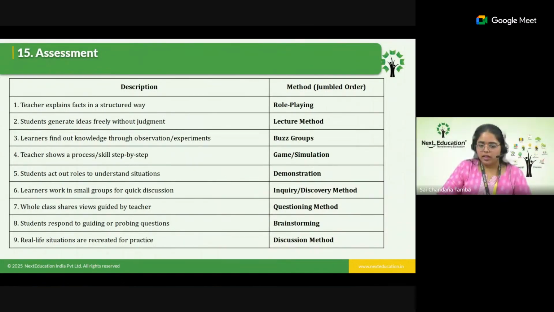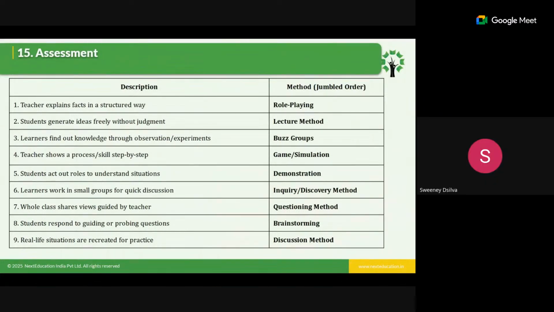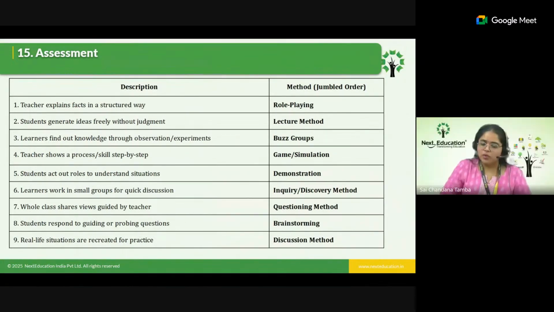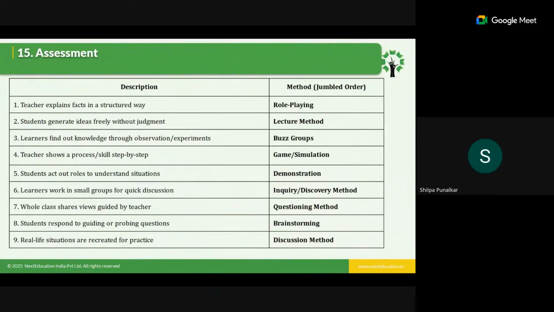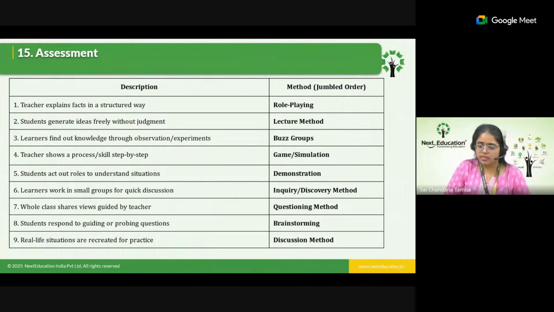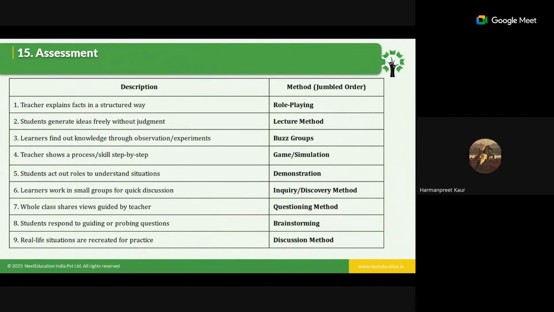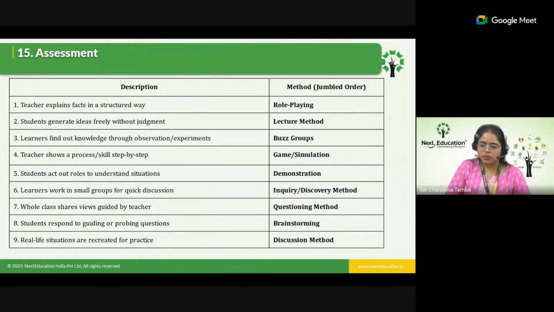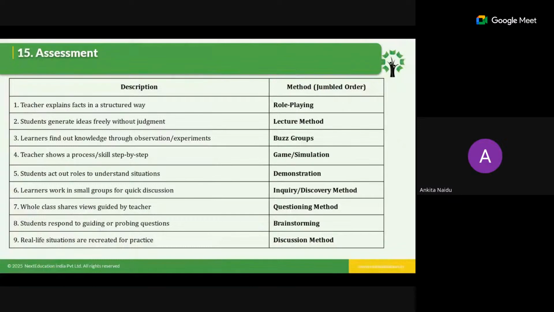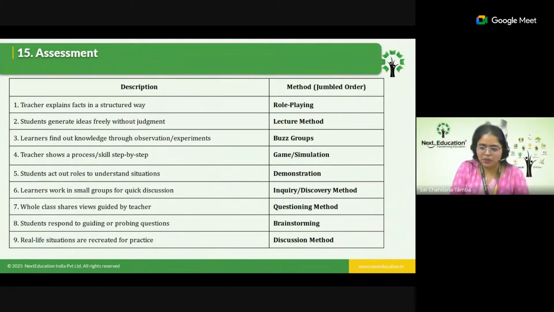Students generate ideas freely without judgment. Brainstorming. Correct. Learners find out knowledge through observation or experiments. Demonstration. Teachers show a process or skill step by step. Demonstration. Okay, then what was the third one? Inquiry, discovery based. Okay, let's put it on hold. Let's discuss everything and then you'll come to know what was the third one.